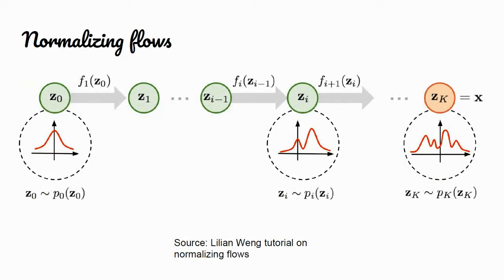So what exactly are normalizing flows? They are artificial neural networks, and they are generative algorithms similar to generative adversarial networks or variational autoencoders.